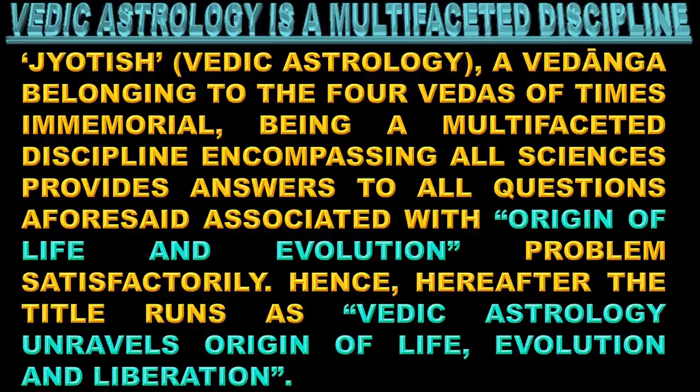Vedic astrology is a multifaceted discipline. Jyotish, Vedic astrology, a Vedanga belonging to the four Vedas of times immemorial, being a multifaceted discipline encompassing all sciences, provides answers to all questions aforesaid associated with origin of life and evolution problem satisfactorily. Hence, hereafter, the title runs as Vedic Astrology Unravels Origin of Life, Evolution and Liberation.